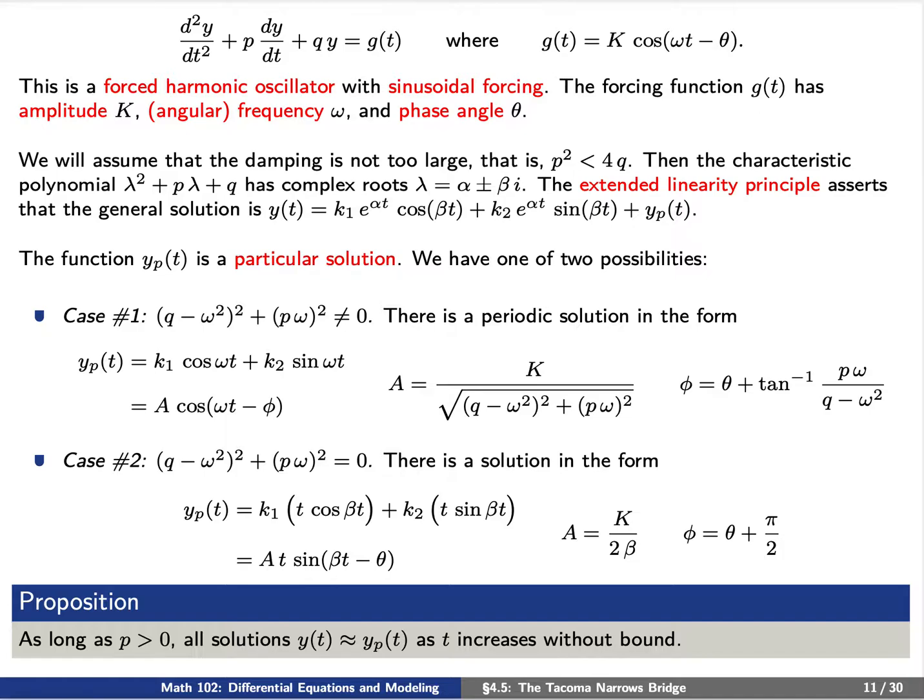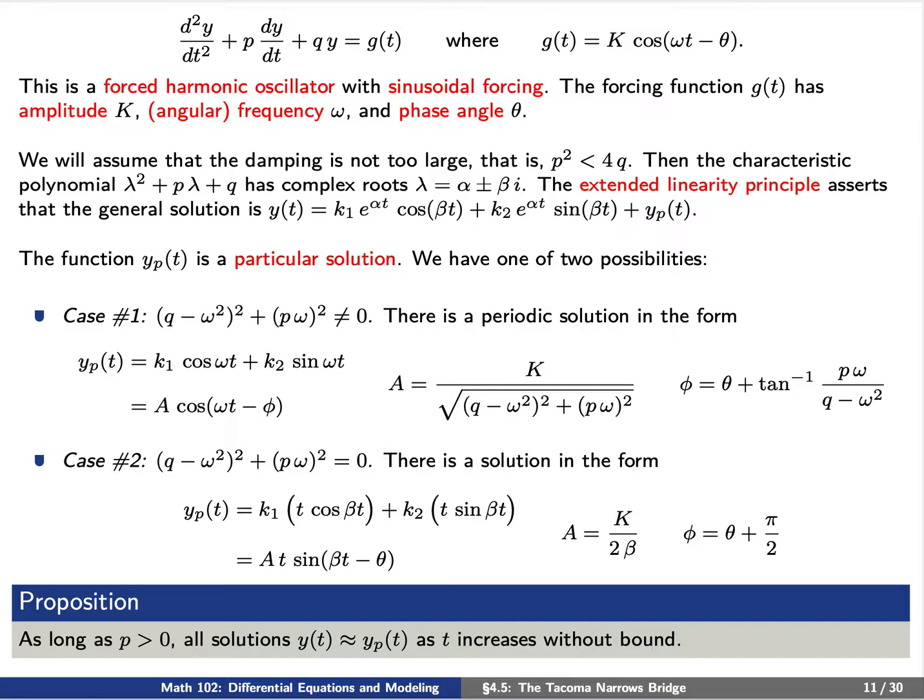That is, g(t) is equal to a constant, capital K, times cosine(ωt − θ). Here, capital K is the amplitude, ω is the angular frequency, and θ is the phase angle. We'll assume that the damping p is not too large. That is, p² is less than 4q. If this is the case, then we know the general solution by looking at the roots of the characteristic polynomial, namely α ± βi.